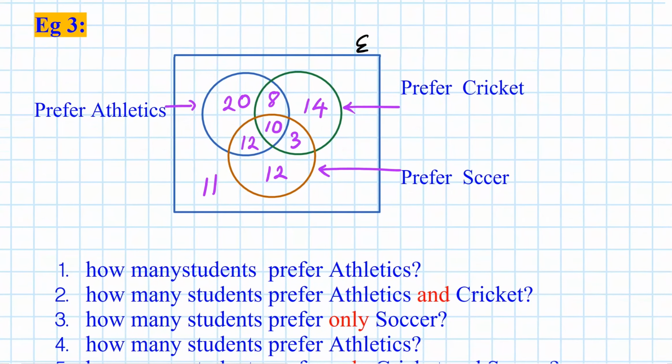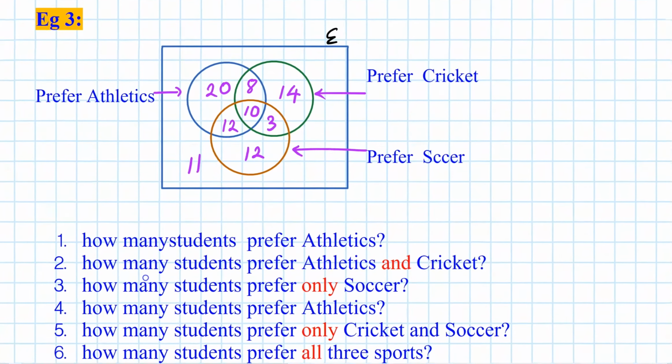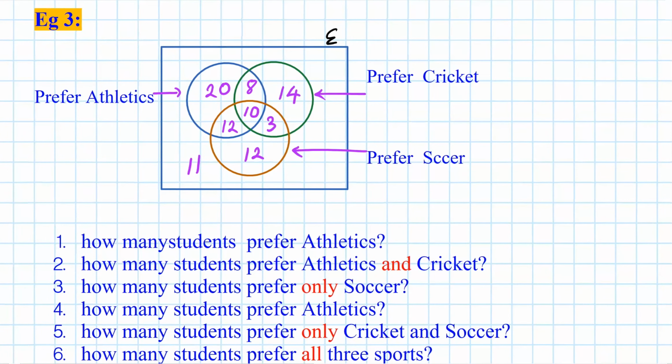In this example, similar to the previous Venn diagram presentation, but we have numbers. Now, how many students like or prefer athletics? Well, athletics is the blue circle. Hence, we have to add all the numbers in there. We have 20, 12, 10, and 8. Well, can you add this in your head? I'm sure you can do that.